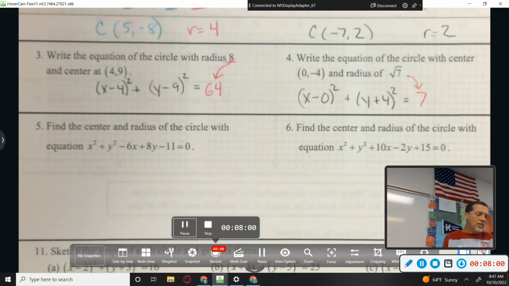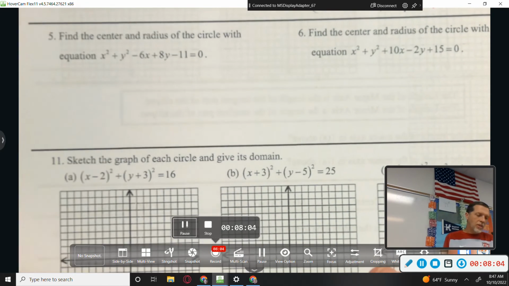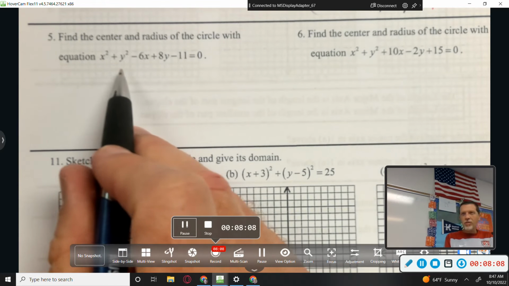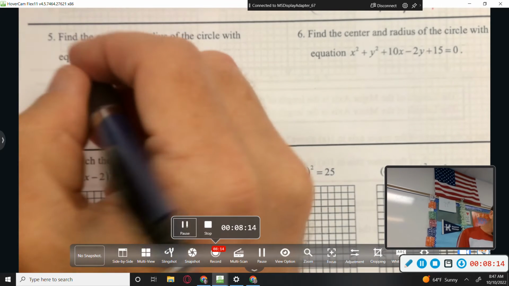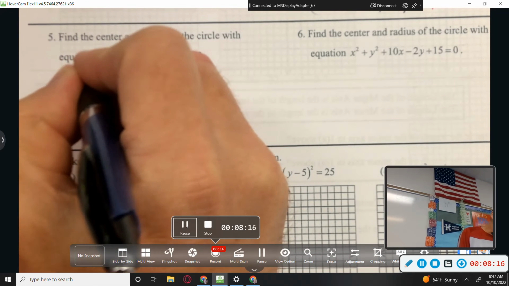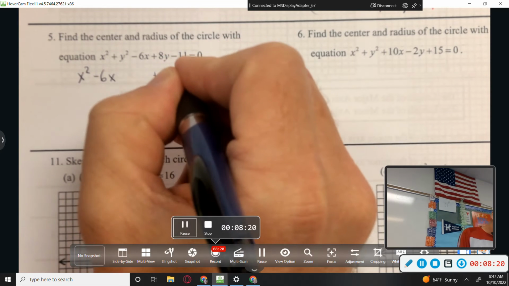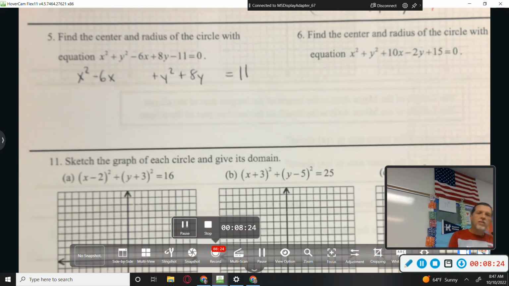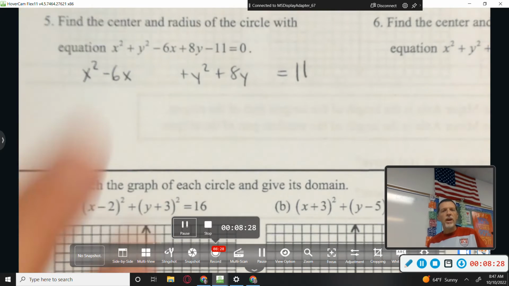5 and 6 are where we get a little bit tricky, because we have to find the center and radius, but it's not in the right format. When it's in the right format, you can just look at the equation and pick off the x, the y, and the radius. But this doesn't look right, so job number 1 is to make it look right. So let's rearrange things a little bit here. Let's group the x's and group the y's and move the 11 out of the way.